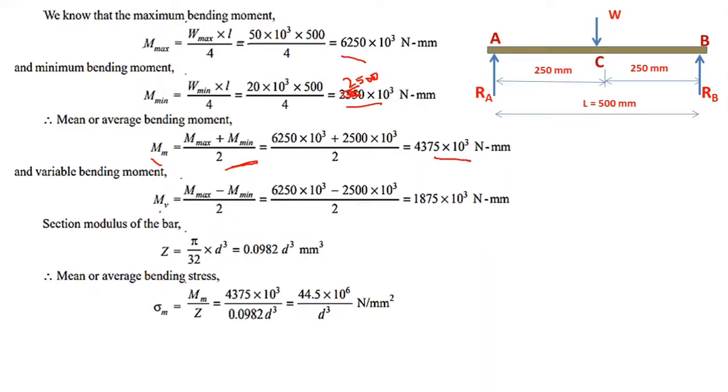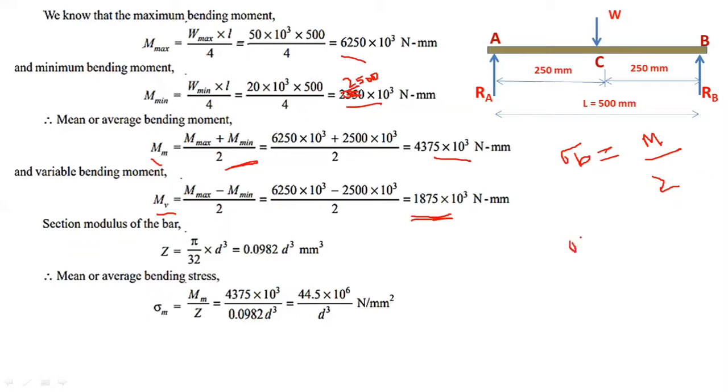And Mv is the variable bending moment, maximum minus minimum bending moment by 2. This one is the variable bending moment. Already we know that bending stress sigma B equal to bending moment by section modulus. Sigma B, bending stress, equal to M by Z, where Z is the section modulus. For a solid circle, you have to consider Z equal to pi d cube by 32.